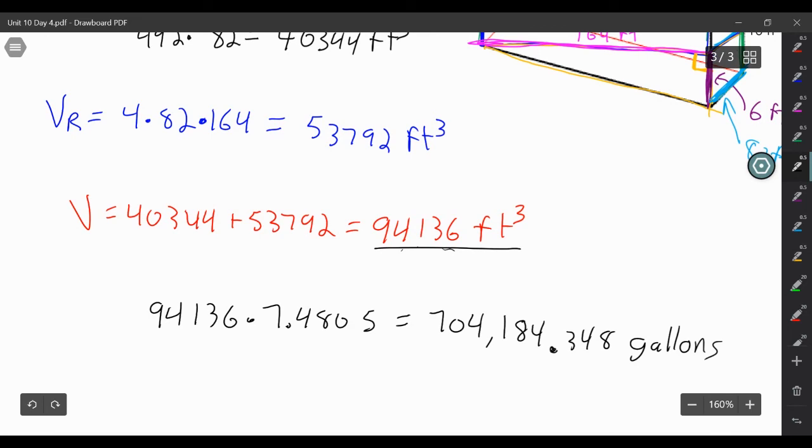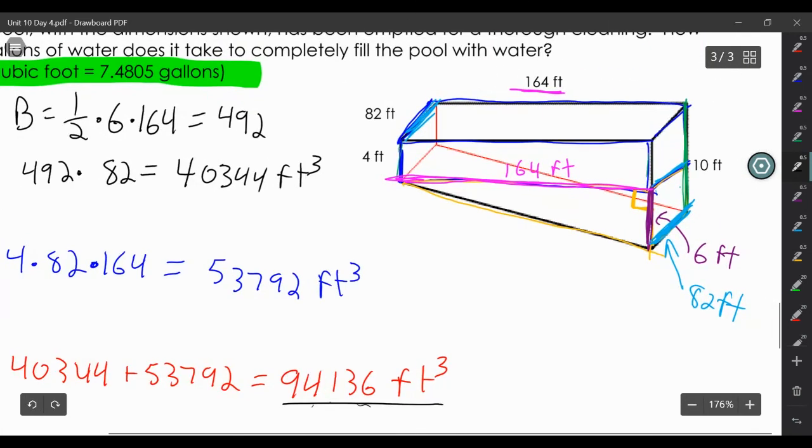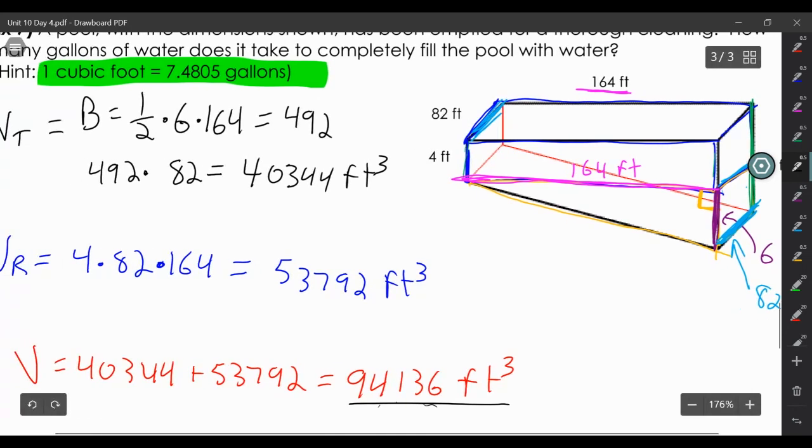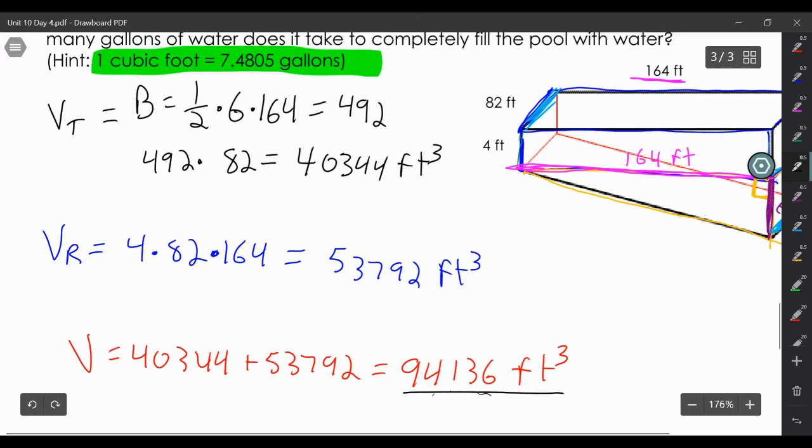I know this part of the problem, there was a lot going on. We had to break up our pool into shapes that we knew, and then we had to do some thinking and reasoning to figure out the dimensions of each side of that rectangular prism that we were dealing with. But once we were able to get the base and height of the prism, we were in good shape. We could just use our formulas and we were good to go.